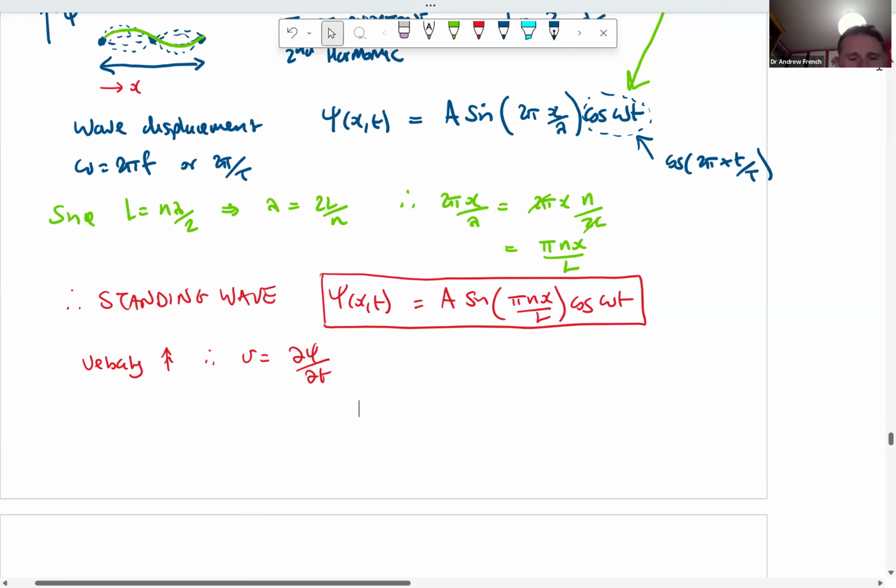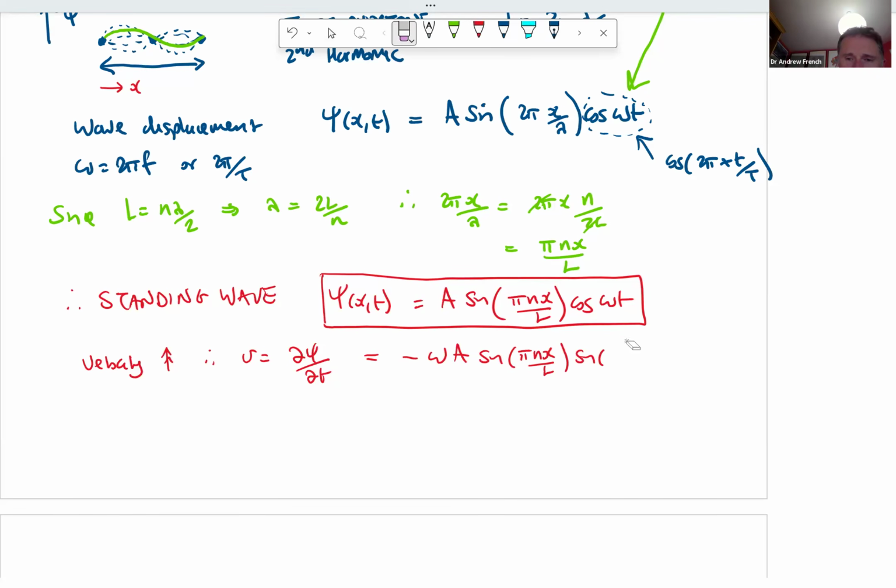Now I've used some funky deltas here. That's called a partial derivative. What that means is I'm going to treat everything else as a constant. So the spatially dependent bit, I don't care what that is. Let's differentiate. It's only the time dependent bit that I want. So that's going to be minus omega a sine pi n x on L, and cos goes to minus sine. That's where the minus sign comes from.